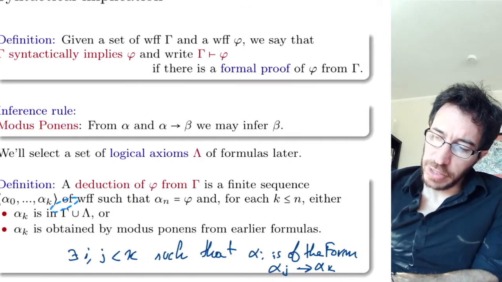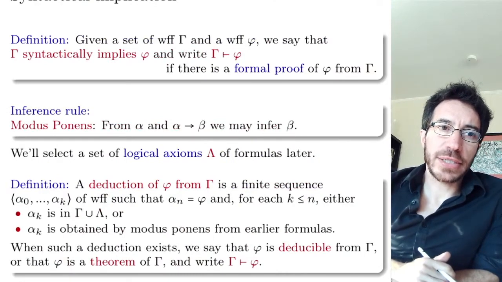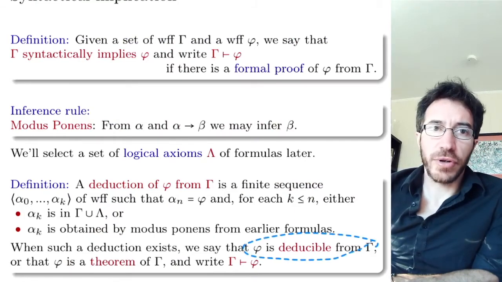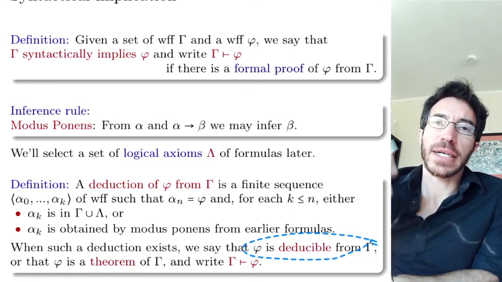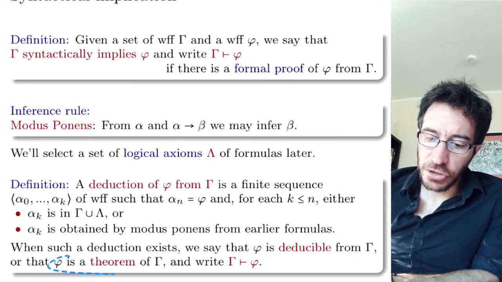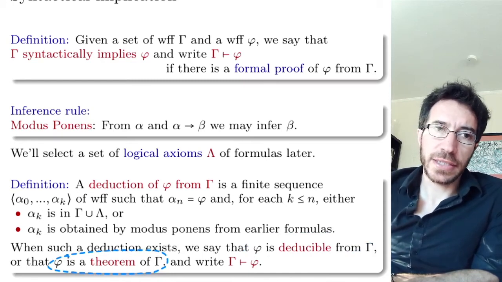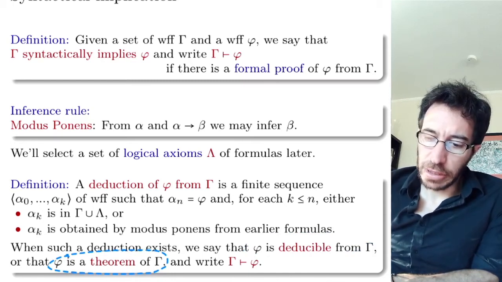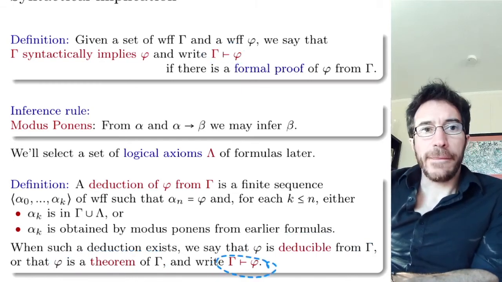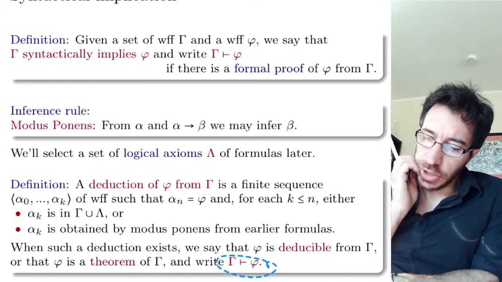Okay, so that's the formal deduction. And when such a deduction exists, we say that phi is deducible from gamma. Okay, so deducible means there exists a deduction of phi from gamma. Or sometimes you say phi is a theorem of gamma. So a theorem of gamma means exactly that there is a deduction of phi from gamma. And we write this symbol, the same one I mentioned before. In LaTeX it's called vdash, which implies that.